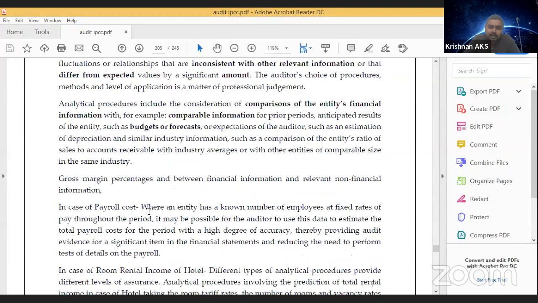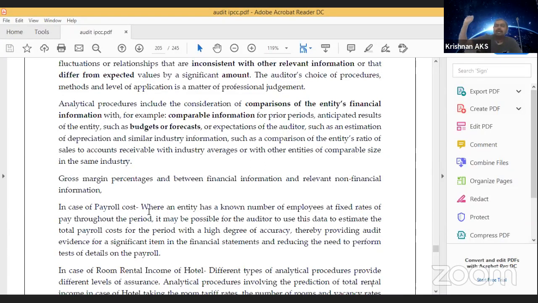So you can do it like this: current year figure minus previous year figure, divided by previous year figure. If you do that, it is called variance analysis. Then it will give you some percentage. If it is a major variance, more than 10%, then you ask for the reason. So first of all, you do trend analysis. In a trend, on the y-axis you put the profit or turnover, and on the x-axis you put the year.